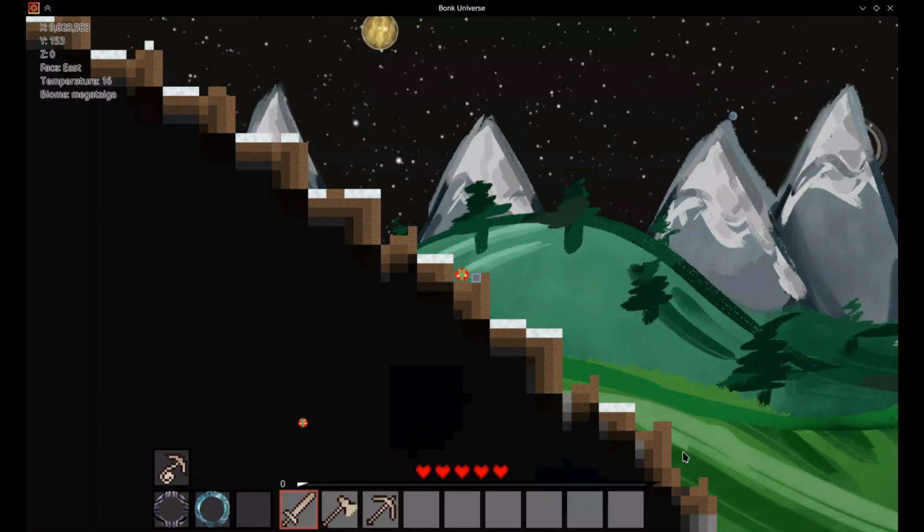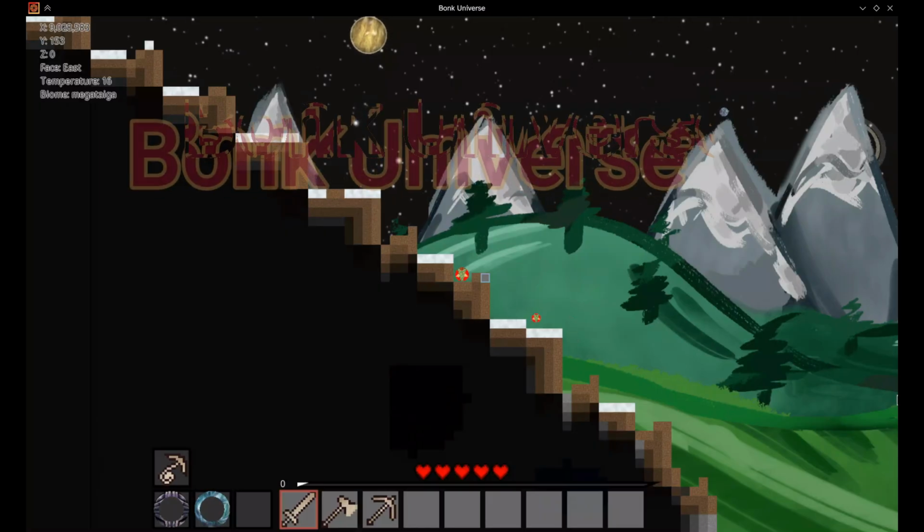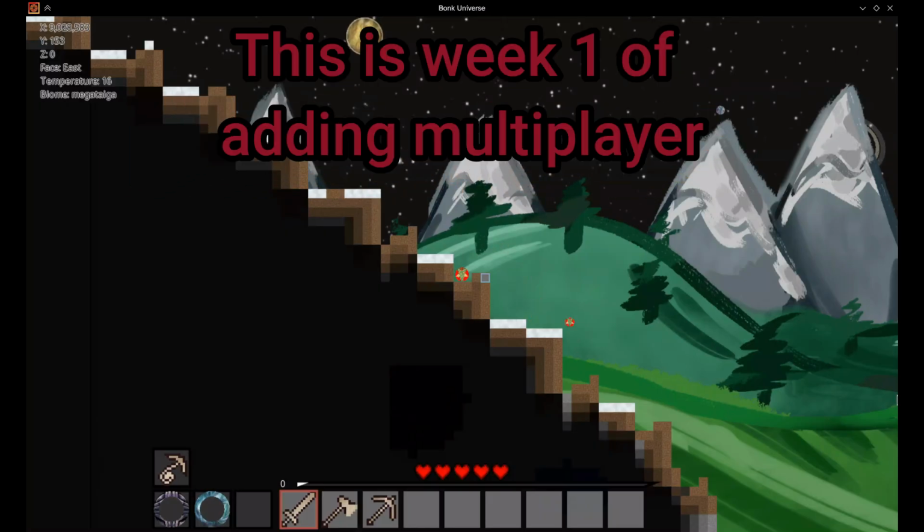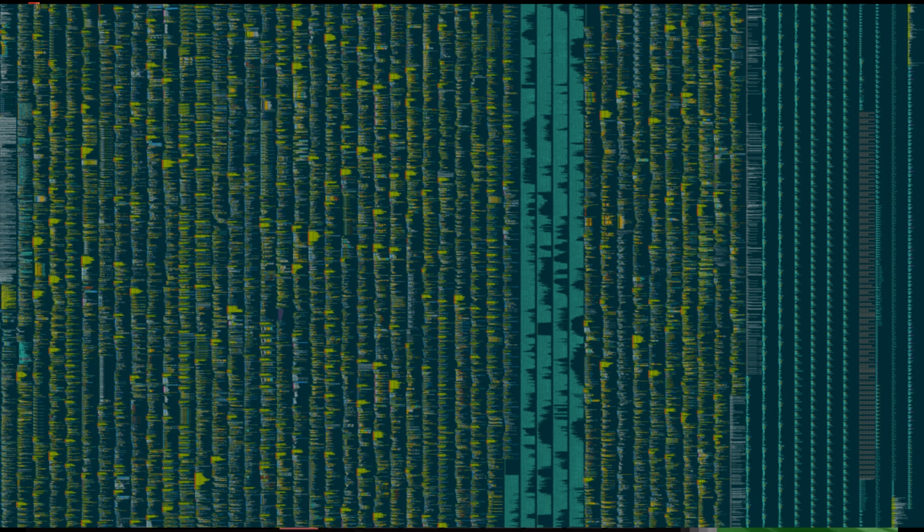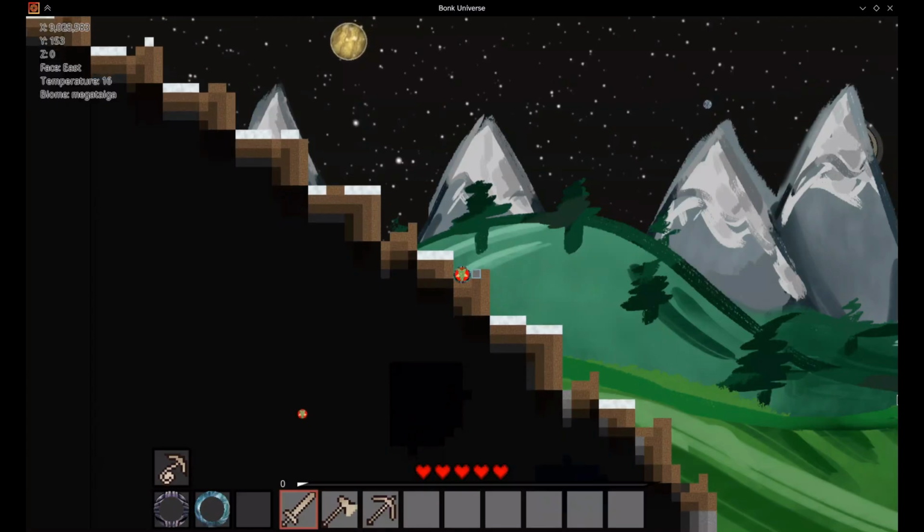Hello. Coding multiplayer is an absolute nightmare. Let me explain. I've been working on this game, Bonk Universe, for about 8 months now, and I just hit 100,000 lines of code. Here's what that looks like, by the way. It's insane. And so I'm finally at the stage where I want to add multiplayer.